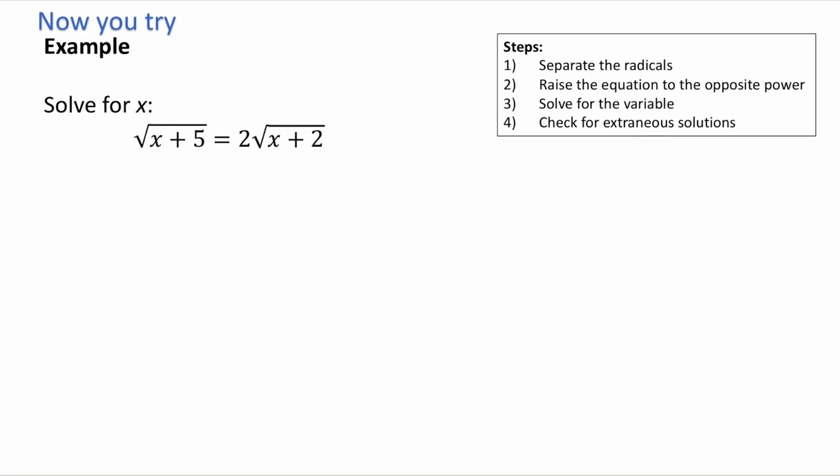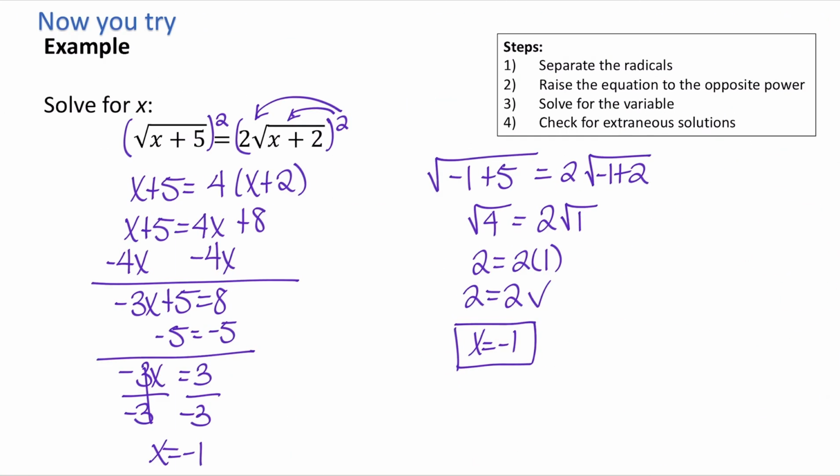So now you can go ahead and pause the video and try this example on your own. So remember, I'm going to start off once again by squaring both sides of the equation. So I'm going to square the 2 along with the square root of x plus 2. So I'm going to distribute the 4. When you solve for x, you'll get x equals negative 1, and you will find that plugging it back in does in fact make the equation true.